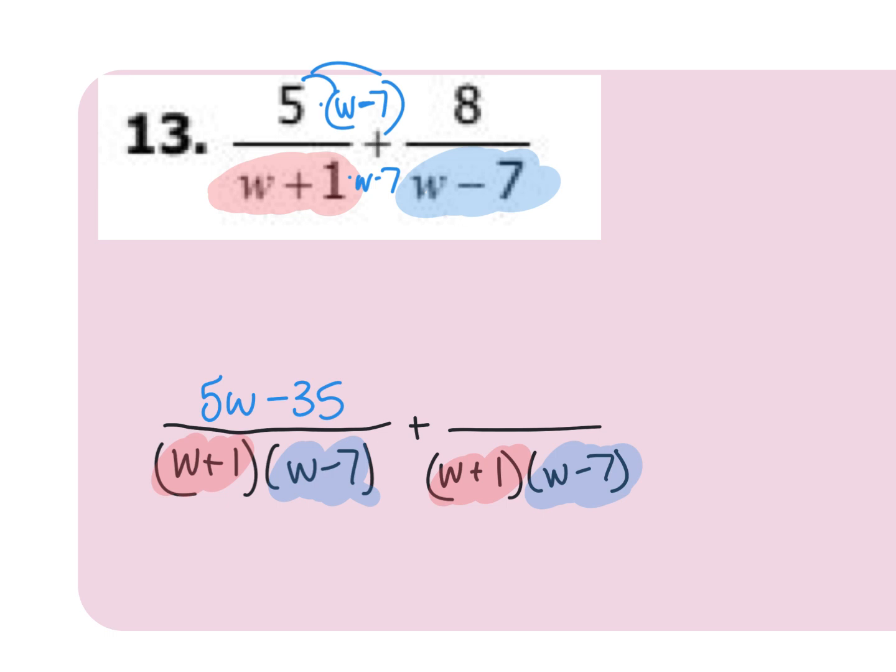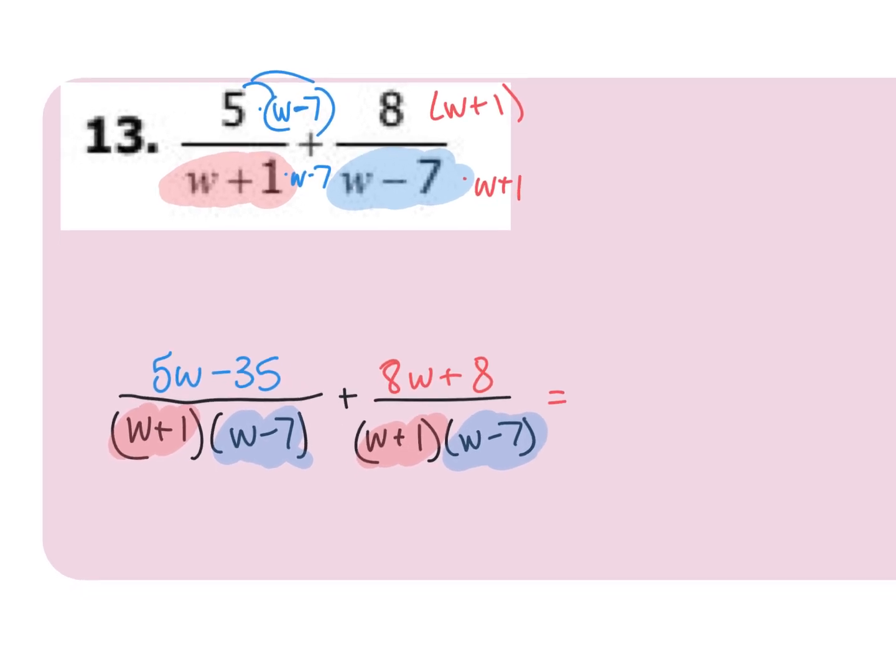Okay, so hopefully on that second fraction there, you notice we're missing the w plus 1. So that's what we need to multiply both the top and the bottom by. When we do that, we get 8w plus 8 when we distribute that out. And then we are combining like terms on the top. So 5w and 8w are like terms, so that becomes 13w. Negative 35 and plus 8 becomes minus 27. And then we keep the denominator.